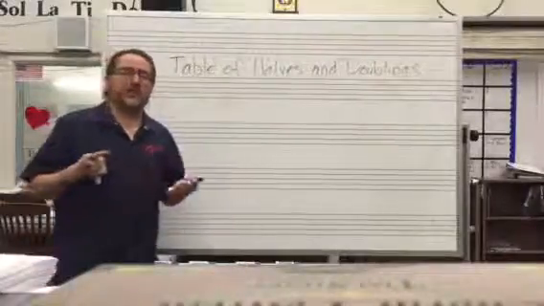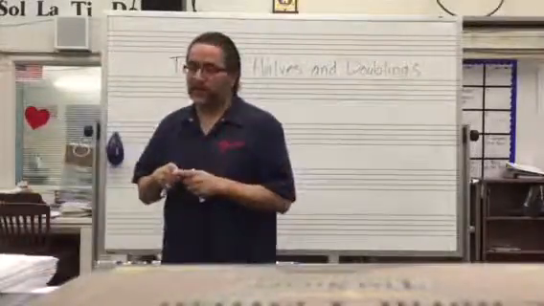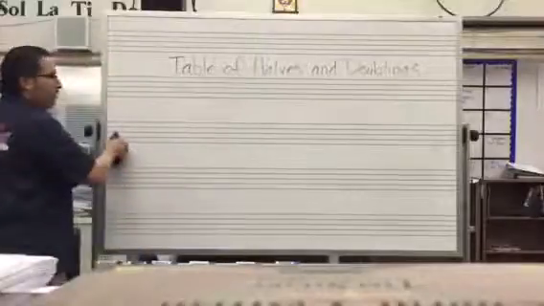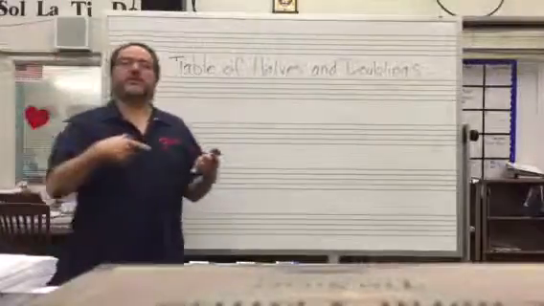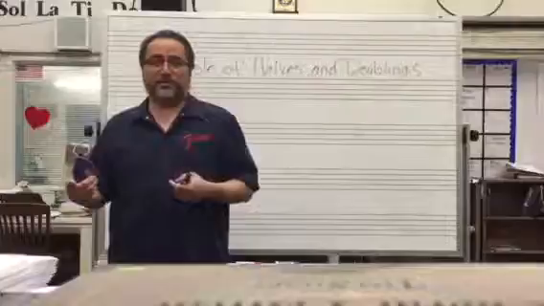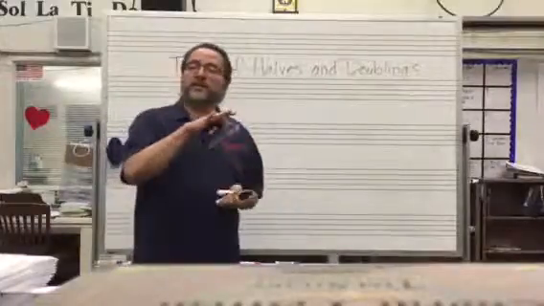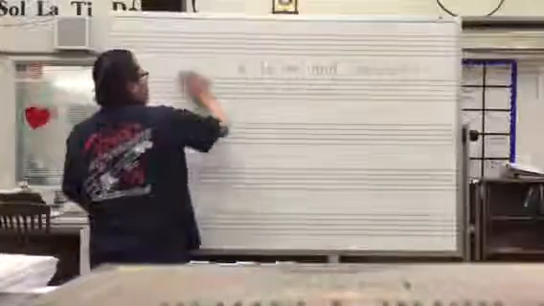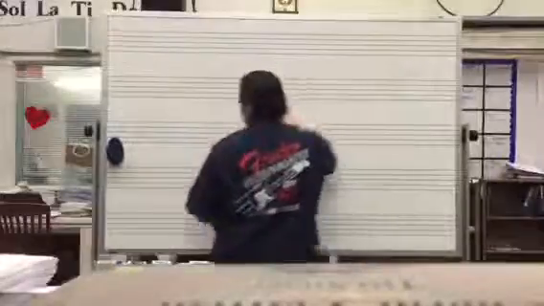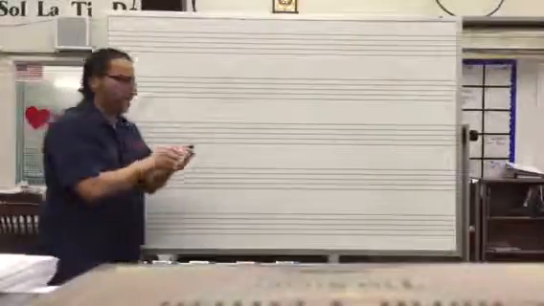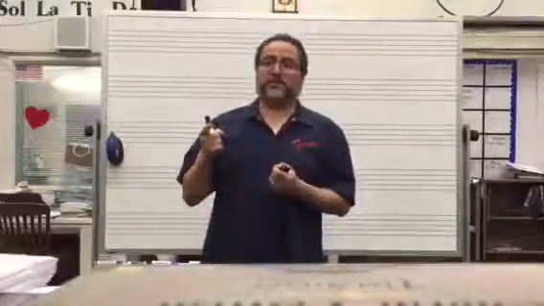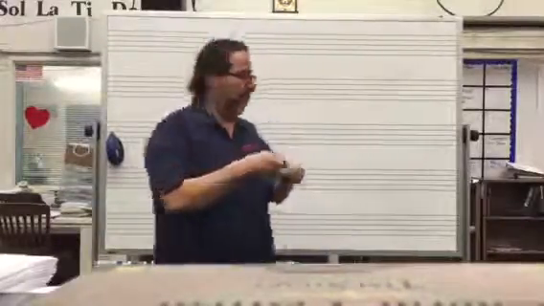Okay, so today's lesson is going to be on the table of halves and doublings. We're going to talk about how our rhythmic system, there's two elements to music. One is pitch, which we studied yesterday. One is rhythm. When we're talking about rhythm, we need to know that the table of halves and doublings means that all of our rhythmic system is based on two. It's based on twice as much or twice as little.